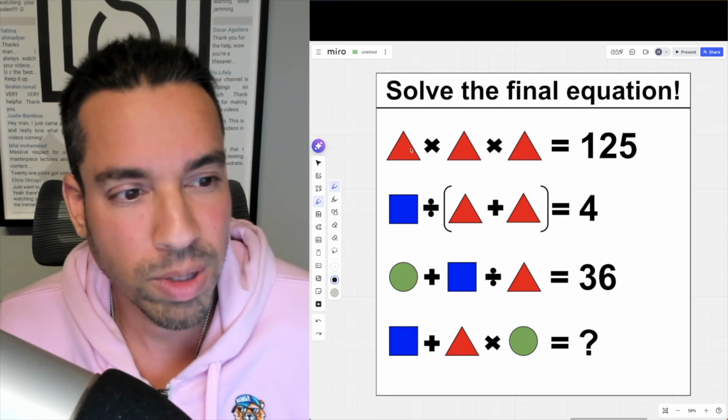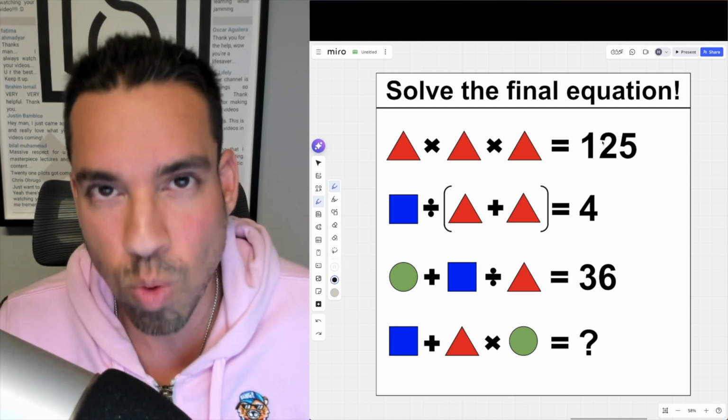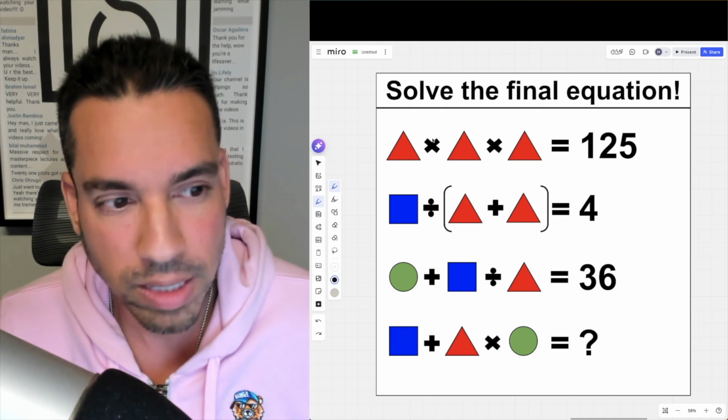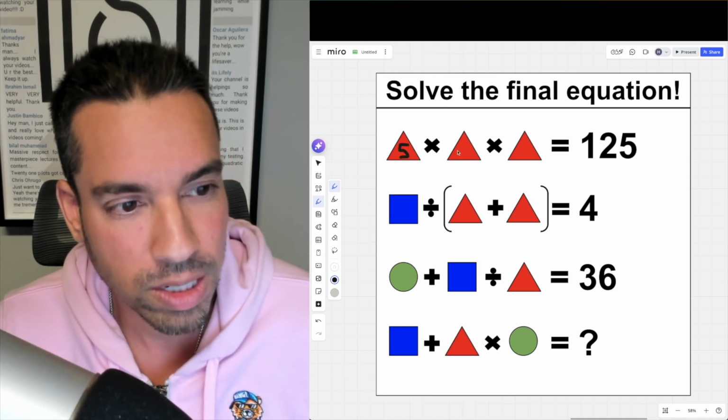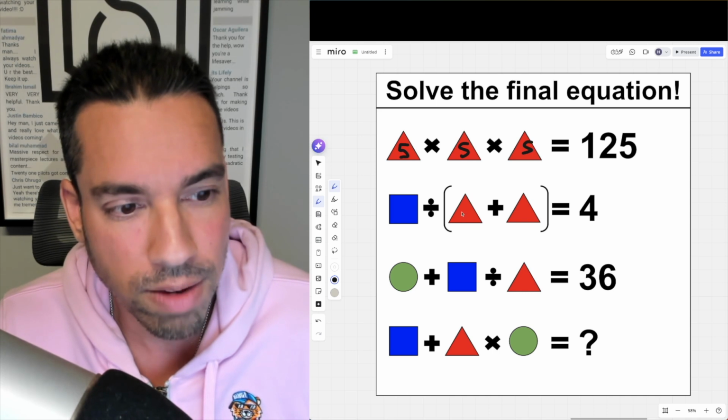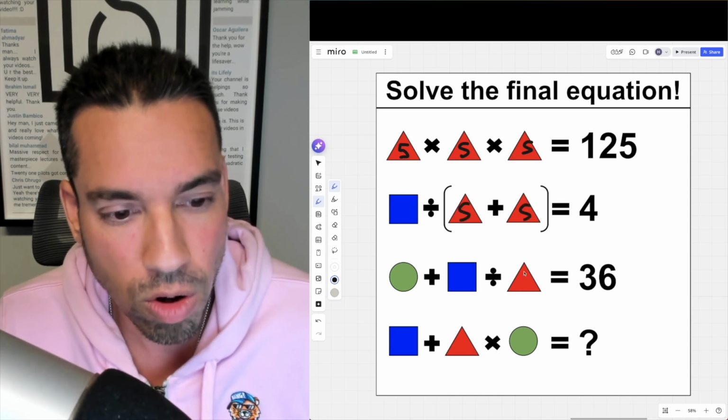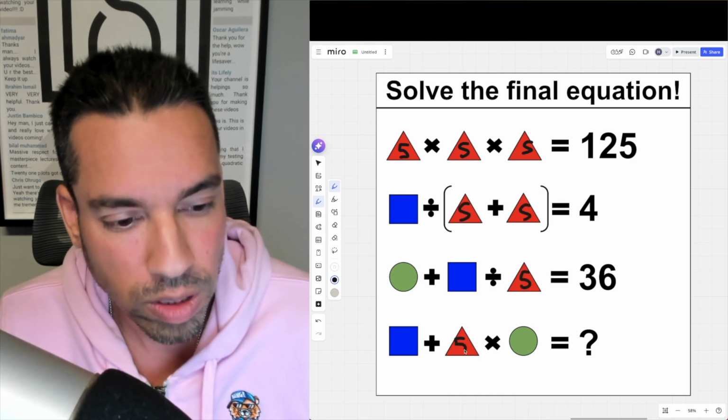So right at the top, we've got triangle times triangle times triangle is 125. What value will make that work? That would be 5, because 5 times 5 times 5 is 125. Now we can fill out all these other red triangles with a 5 as well.